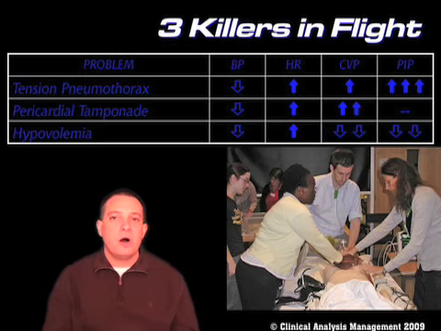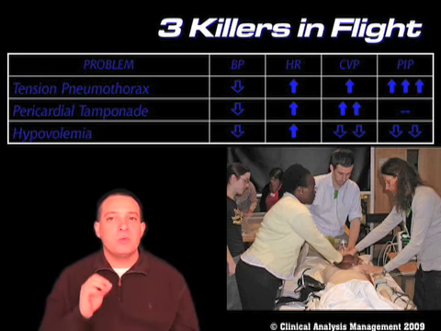They found that with all three of those presentations, we would see a very precipitous drop in the blood pressure. They also found with all three of those presentations that we would see a very dramatic increase in the heart rate. They even found that with the tension pneumothorax and the pericardial tamponade, we would actually see the CVP go up. With hypovolemia, obviously the CVP would go down.